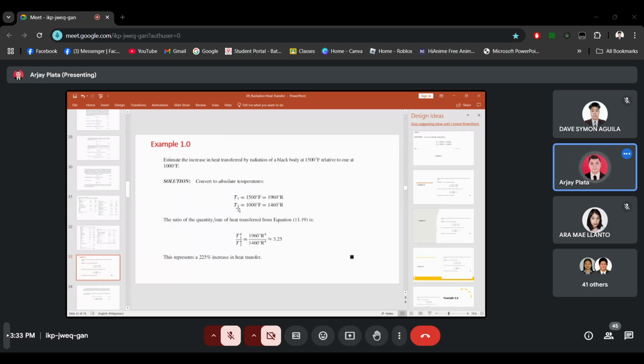And then from T2, 1,000 to 1,460 degree Rankine. And the question is, estimate the increase in heat transferred by radiation. So we just have to get the ratio of the heat transfer of the temperature T1 versus T2, raised to the fourth. So the answer is 3.25. So this represents a 225% increase in heat transfer.